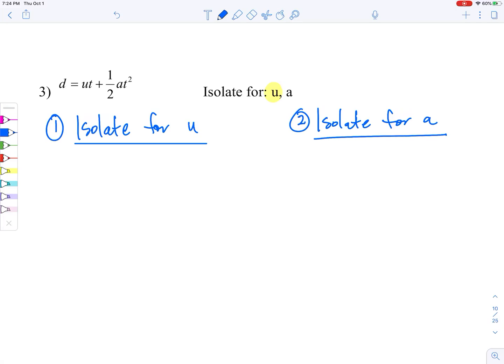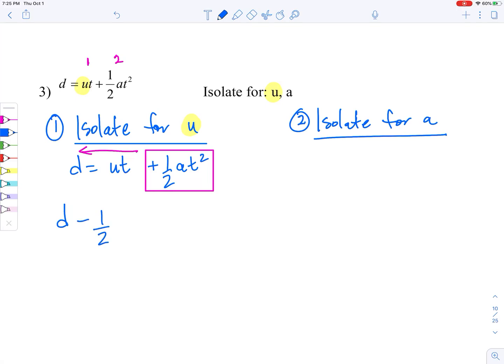So if we're going to isolate for u, we look and see how many terms do we have, because we're isolating for u. U is in the first term, and then we have that second term. I'm going to rewrite it, because the very first thing we're going to do is take that second term that was being added on the right side. We're going to move it to the other side where it turns into subtracting. So it'll be d minus half at squared equals ut.